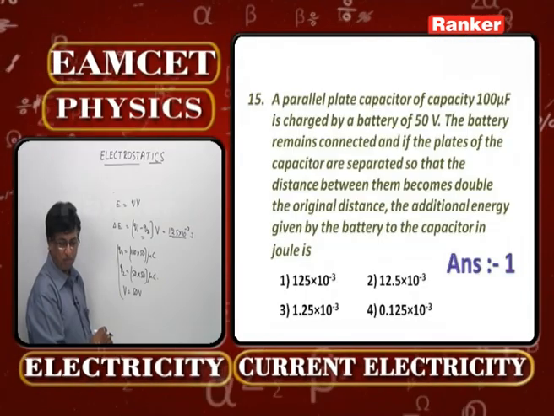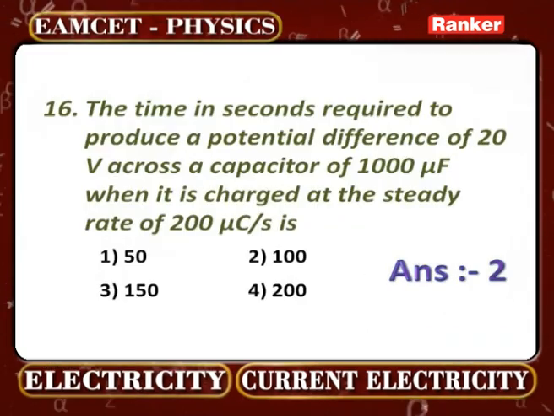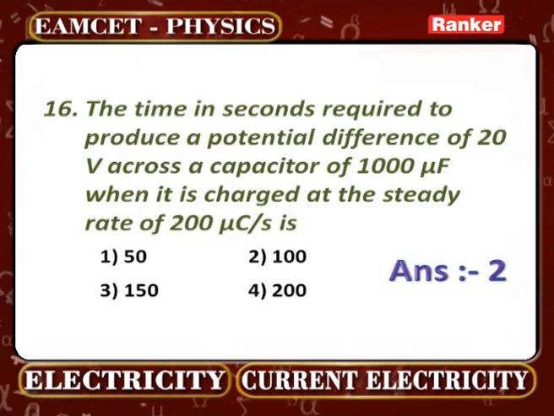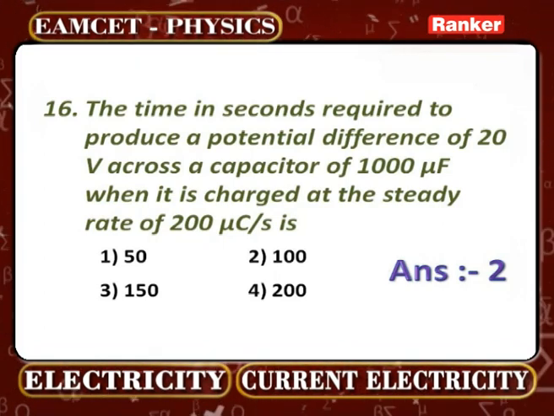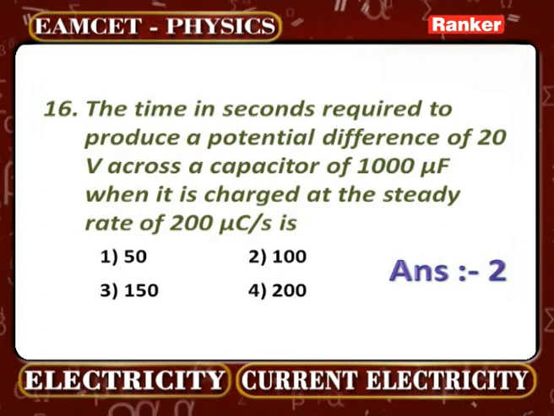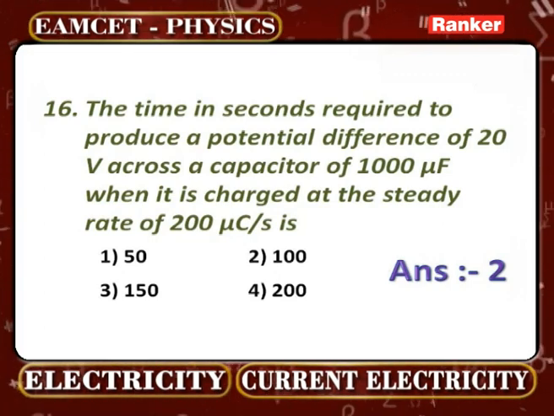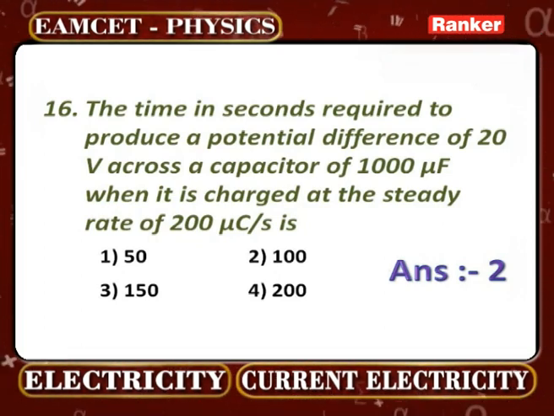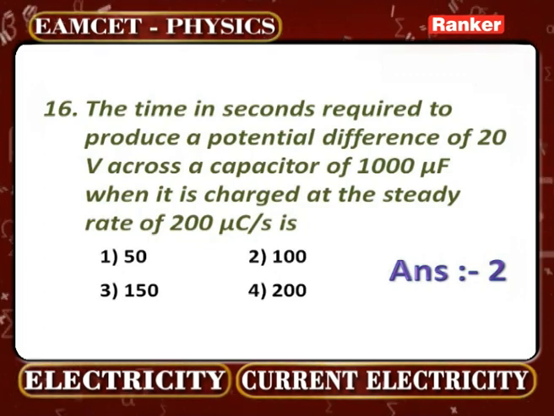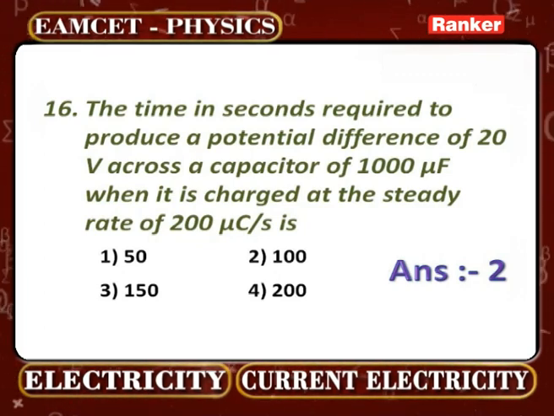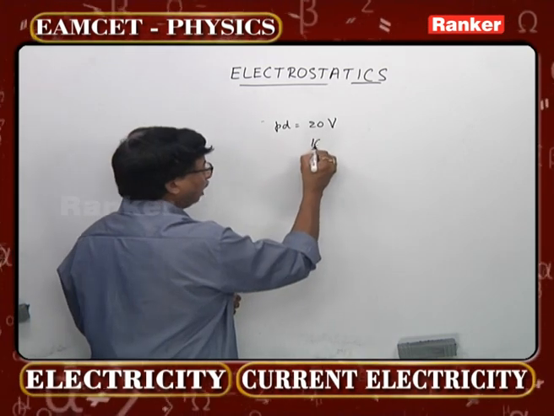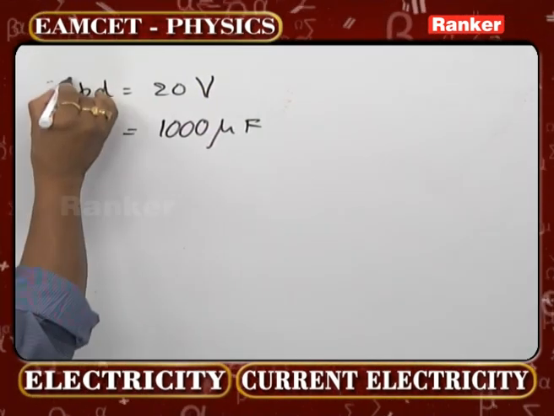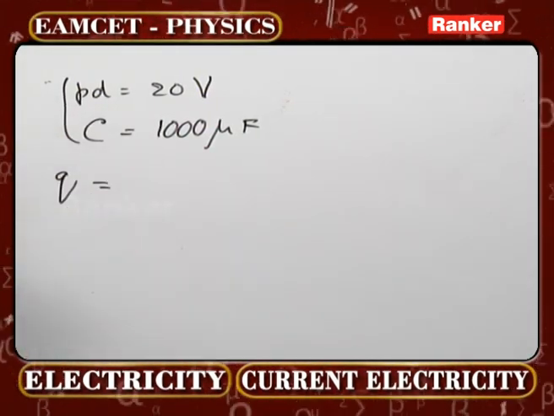Look at the next one, problem 16. The time in seconds required to produce a potential difference of 20 volt across a capacitor of 1000 microfarad when it is charged at a steady rate of 200 microcoulomb per second is how much? That is the concept. Look at this 16th question please. First of all, he has given you two values. 20 volt is the potential difference. 1000 microfarad is the capacity. Taking these two, can't you calculate the charge?